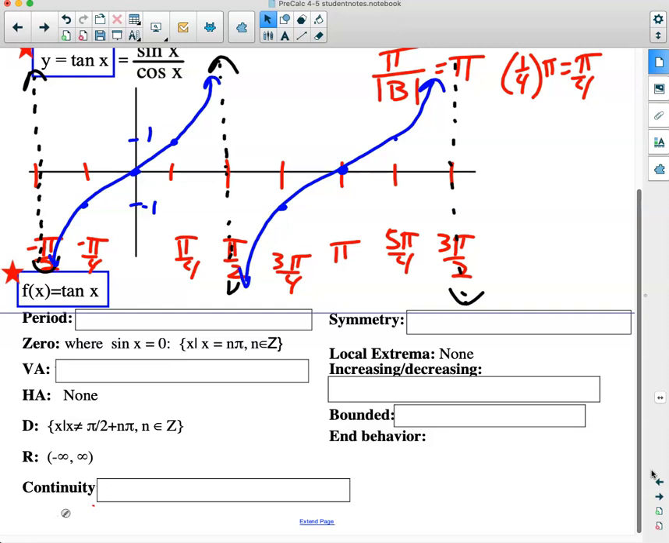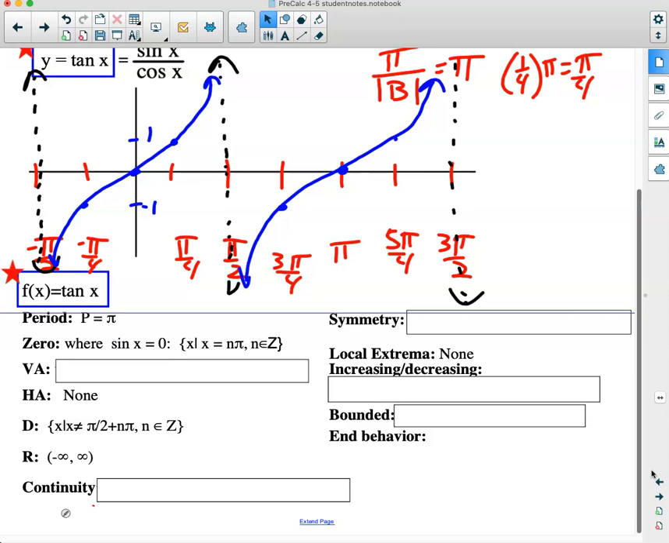And again, the big change for us, the period for tangent and cotangent is 1 pi, not 2 pi. We spent a lot of time on the sinusoids, so we've got to get the brain to remember, wait a second, this one's a little different. Zeros. Well, let's see. This was at 0. This was at pi. It would make sense that the next one would be at 2 pi, 3 pi, etc. So, set of all x such that x equals n pi, where n is the set of all integers.